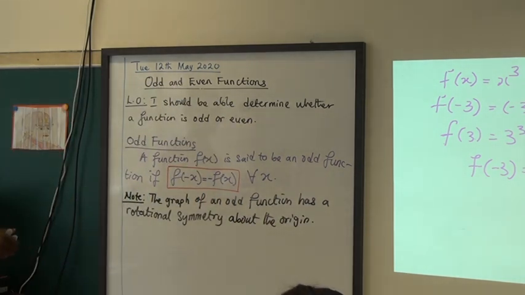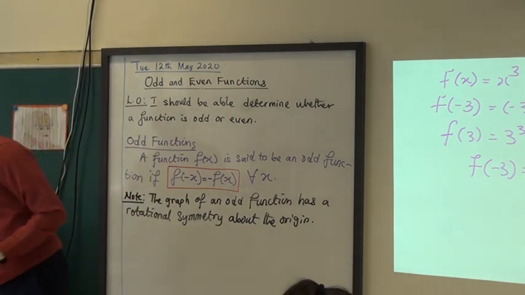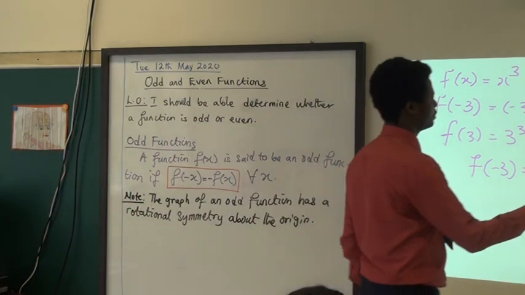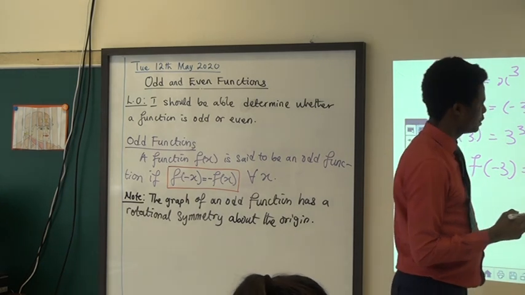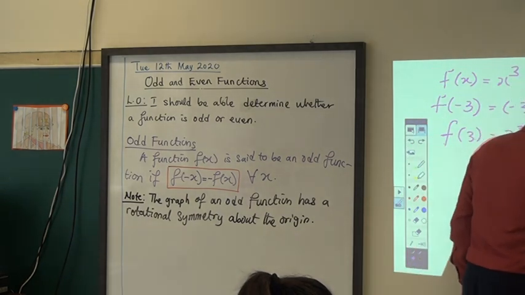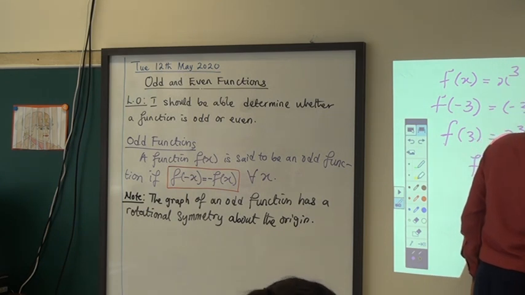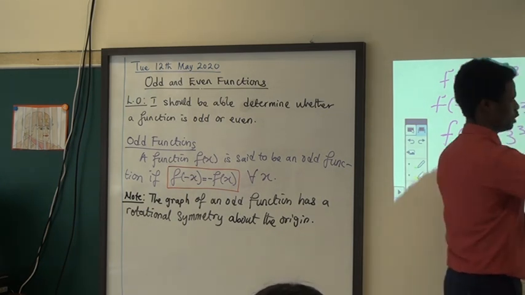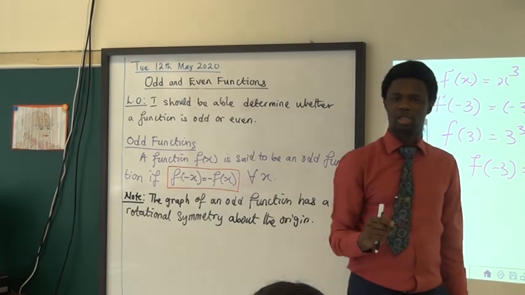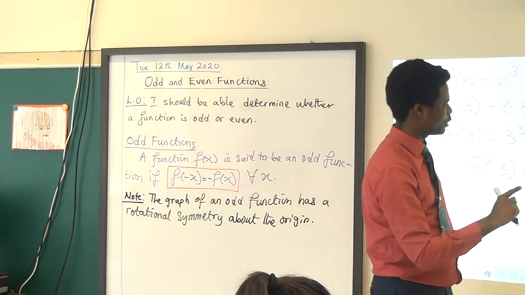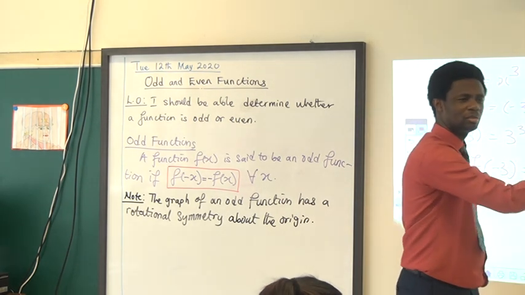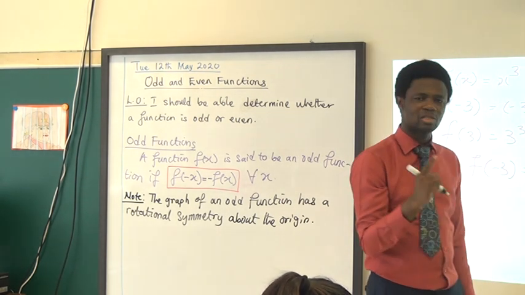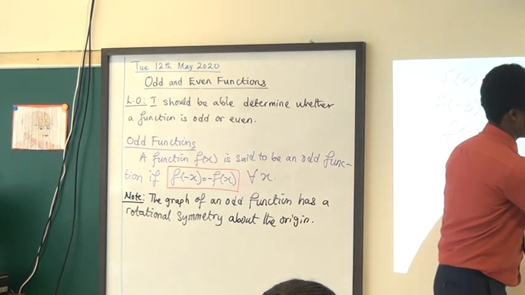We all know what the graph of a cubic function looks like, for example. Remember? A cubic function looks like this, isn't it? If this is x to the power 3, so if you rotate, remember rotational symmetry, right? You can only rotate once to come back to the original shape, which is after it rotates 360. Do you agree with me? So that's why we say it has a rotational symmetry, of course, about the origin.